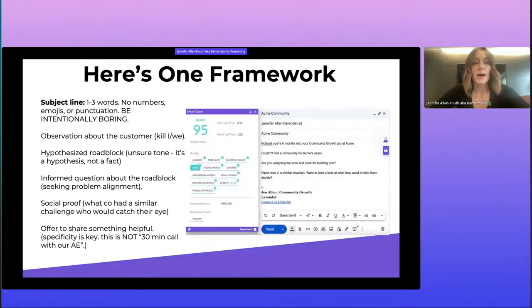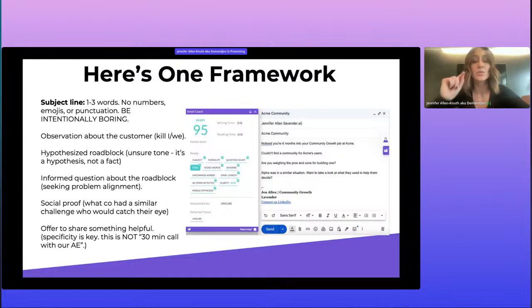A few things I'll call out. Subject line: 1 to 3 words. This is where so many good emails go to die. We put 5 words, we put names, we put 10 times ROI, and all they are is red flags to our customer that this is a sales email. You actually want to be intentionally boring, because that's what our internal emails look like. So Acme Community is the subject line. It's intentionally boring. Then we don't say, my name is so-and-so and I'm from this company, because nobody cares. They can look at my signature if they want that information.